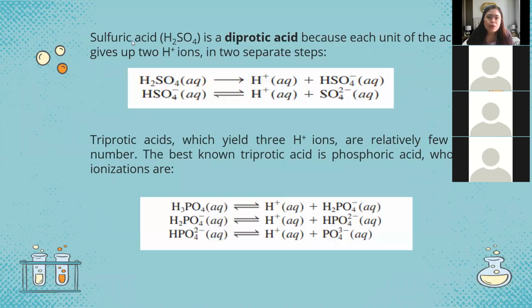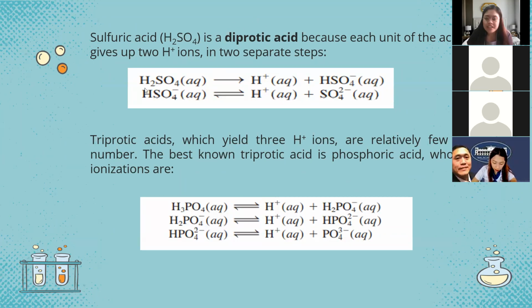And then, yung sulfuric acid class is considered diprotic acid. Itong tatlo kagaina, hydrochloric acid, acetic acid, nitric acid, monoprotic, kay isa lang na hydrogen. Pero si sulfuric acid, actually, it can give up 2 hydrogen ions. And that is why it is called diprotic.